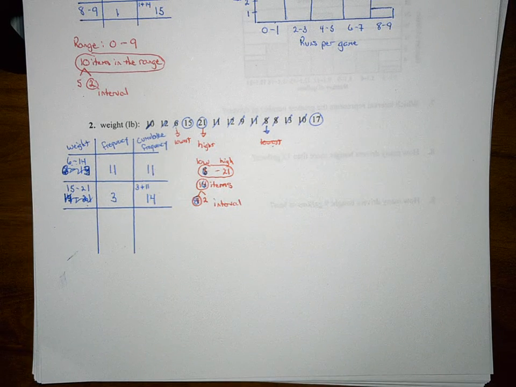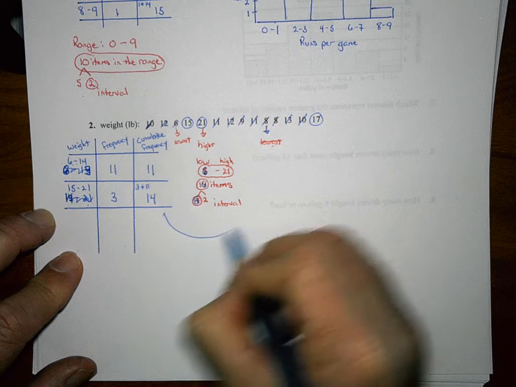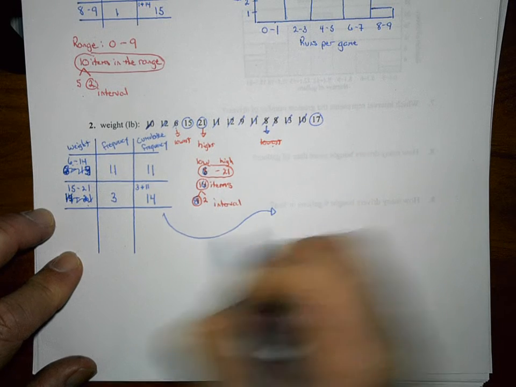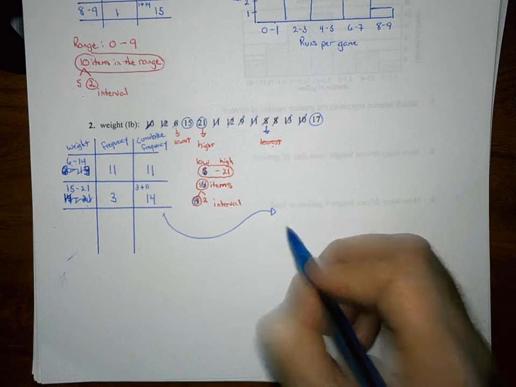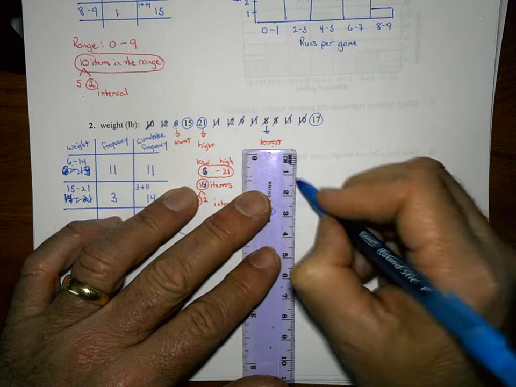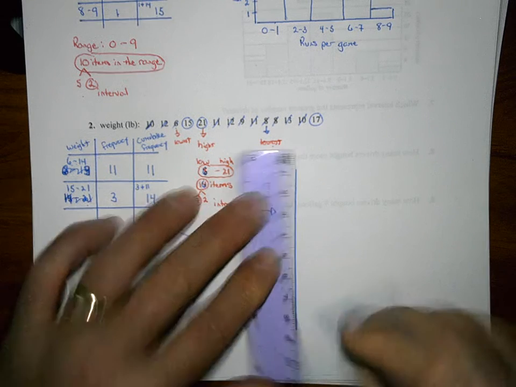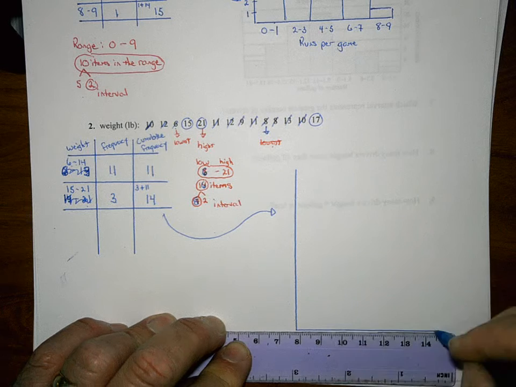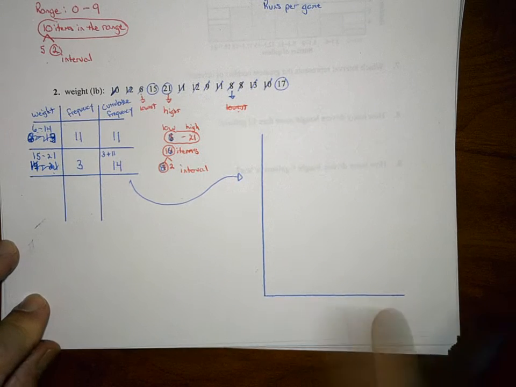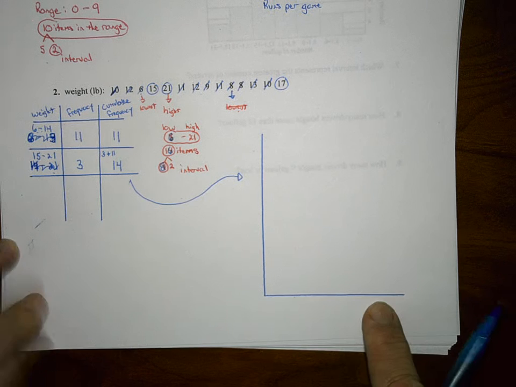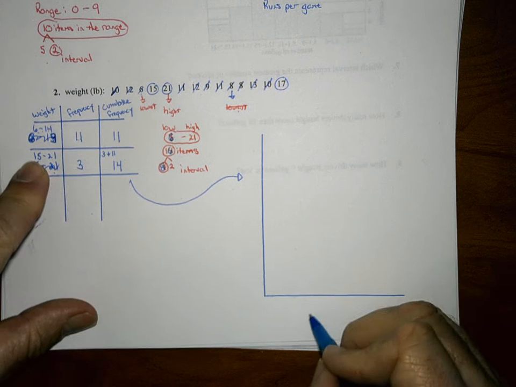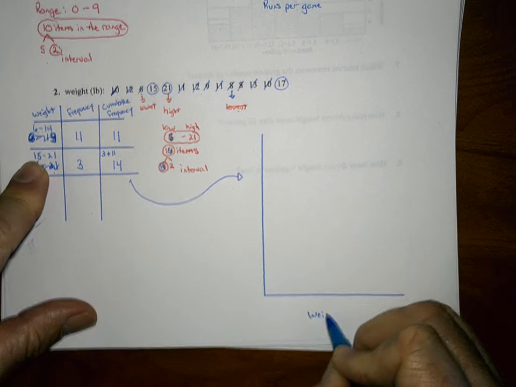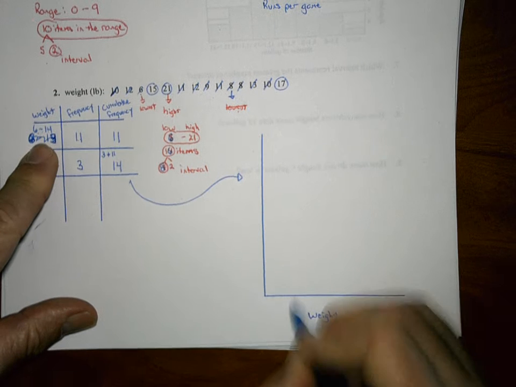Now I'm going to take that data and create a histogram from my frequency table. Remember, when we make a histogram, you draw a horizontal line and a vertical line. The horizontal line is labeled whatever your first column is, which is weight. Then you put in your intervals. I'm only going to have 2.